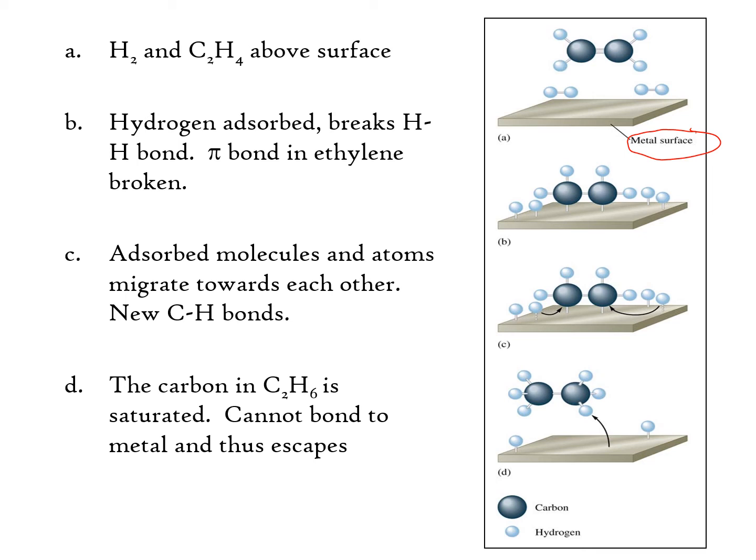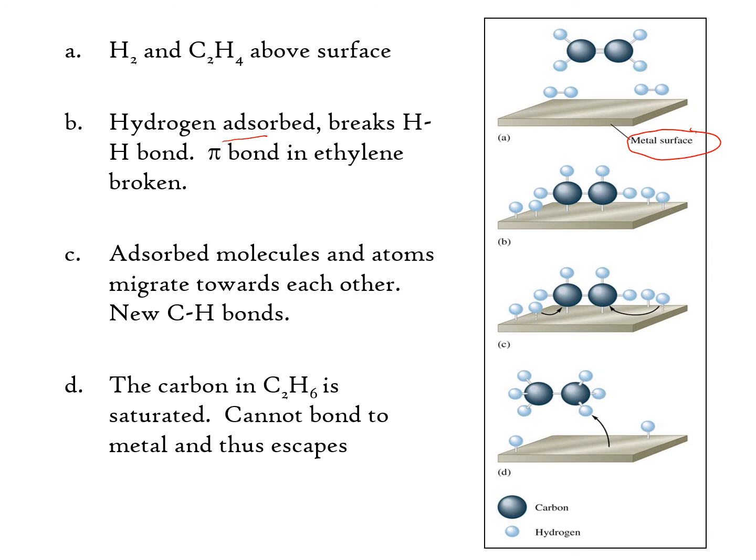The hydrogen is adsorbed, so it goes to the surface, and it breaks the hydrogen-hydrogen bond. And there's that pi bond in ethylene. You might remember the pi bond is the one when you have a double bond, you have your sigmas in the plane, and then the pi bond is perpendicular to the plane of the atoms. That bond is broken, and then the adsorbed molecules and the atoms migrate towards each other, and you form that new carbon-hydrogen bond.